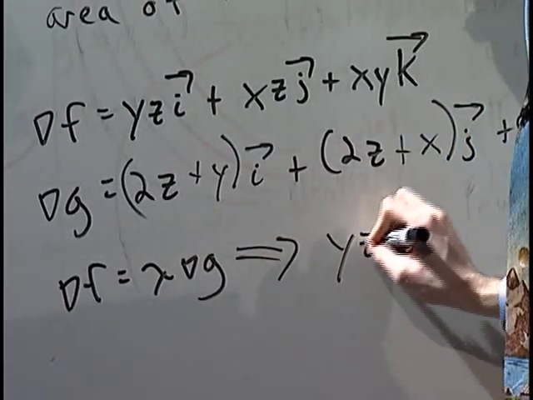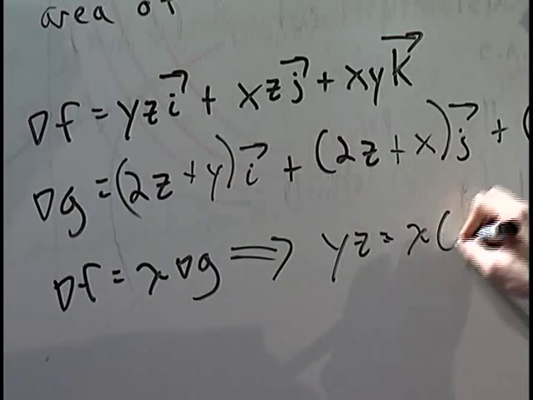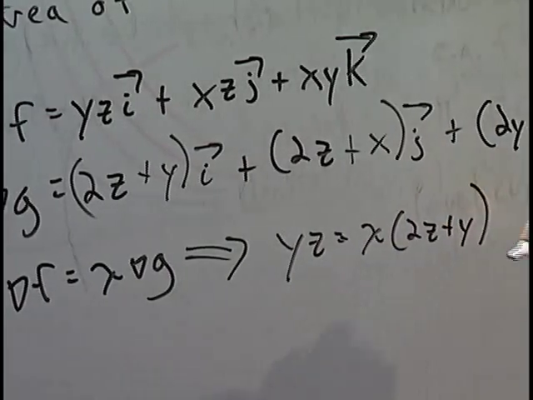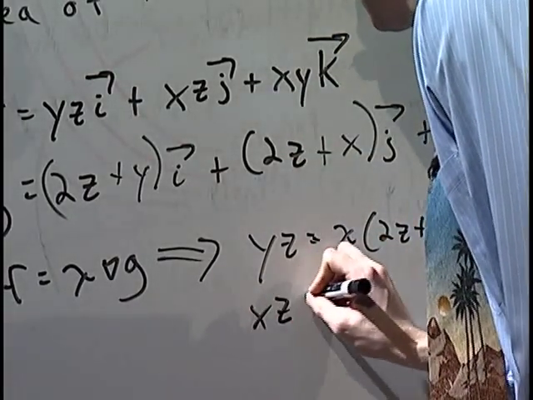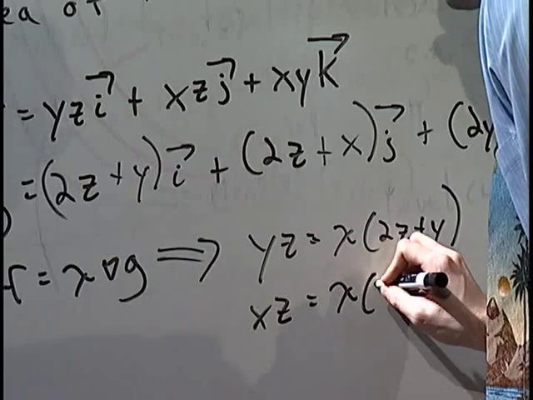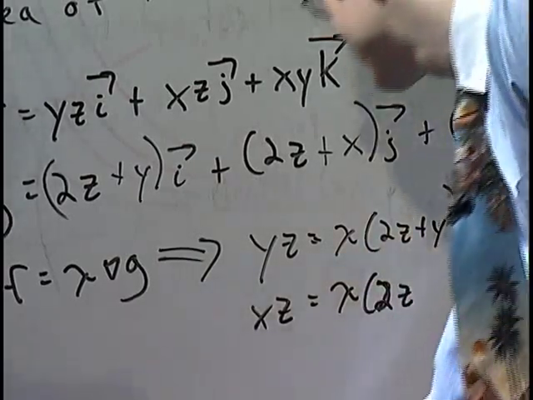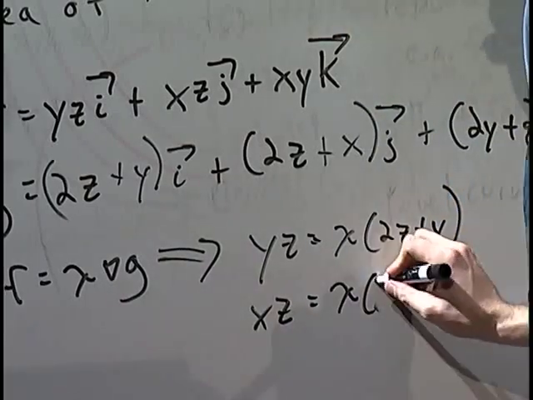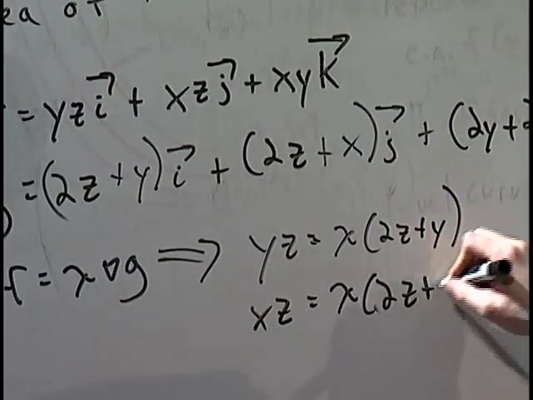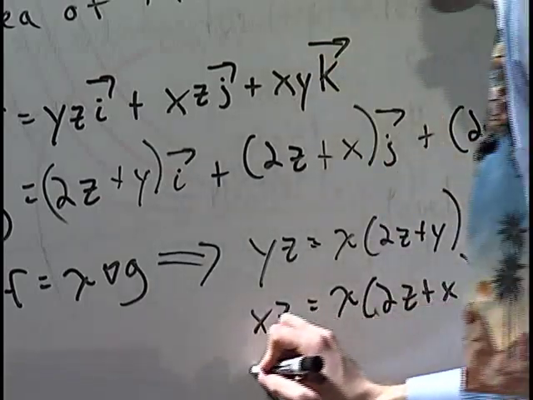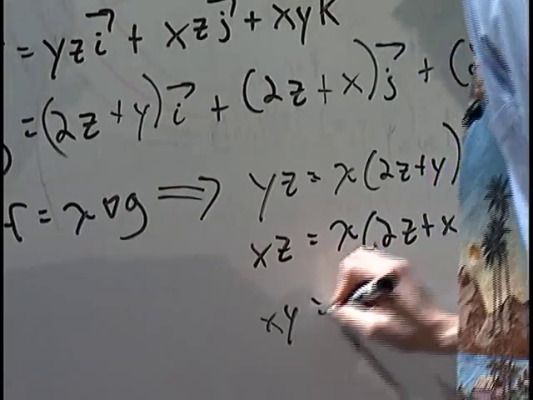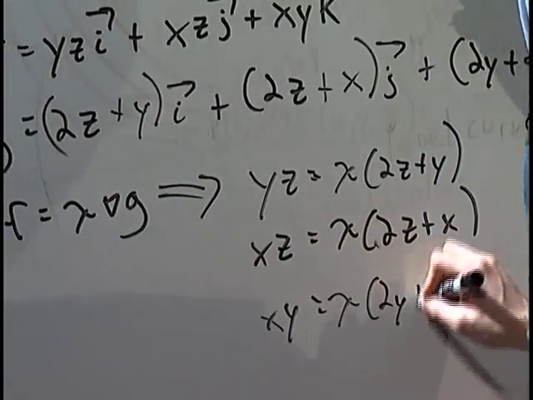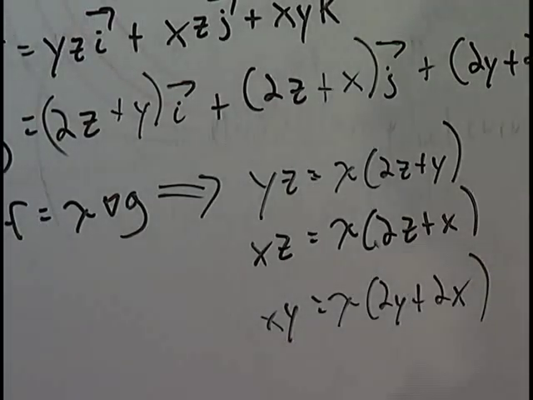So this leads to what? yz equals lambda times (2z plus y) is one equation for the i components. For the j components, xz equals lambda times (2z plus x). And then for k, xy equals lambda times (2y plus 2x), right? Okay, so there are those equations that we have to satisfy.